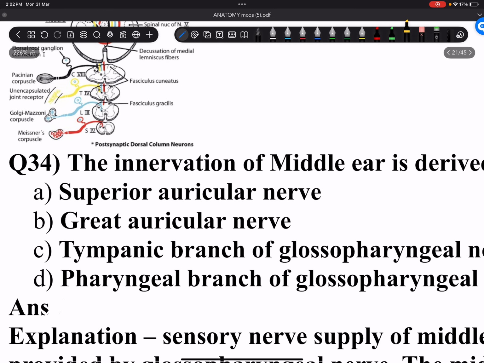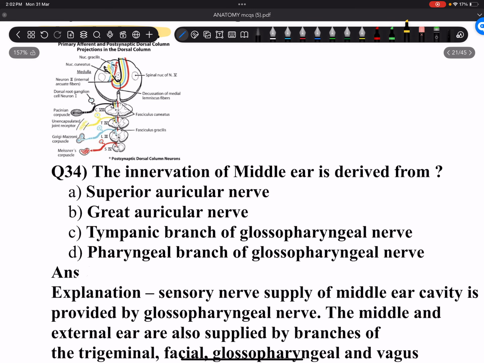Okay, let's come to another question. The innervation of the middle ear is derived from. Tell me the answer, guys. A, B, C, D. What would be the answer? Superior auricular, greater auricular, tympanic branch of glossopharyngeal nerve, pharyngeal branch of glossopharyngeal nerve.